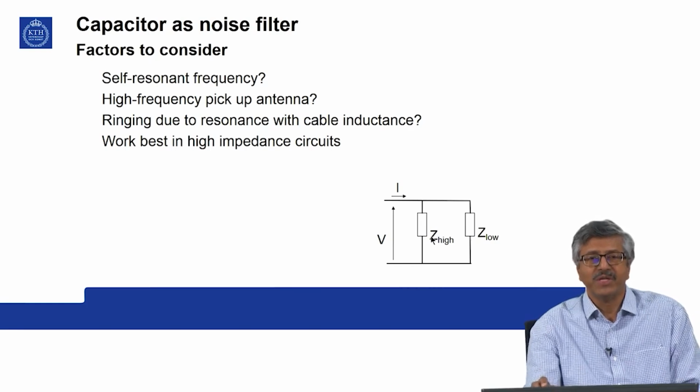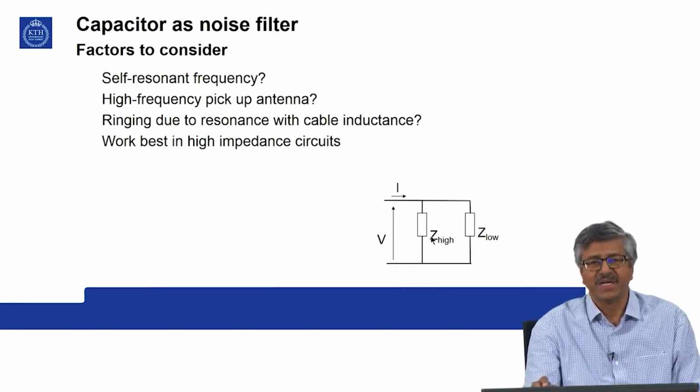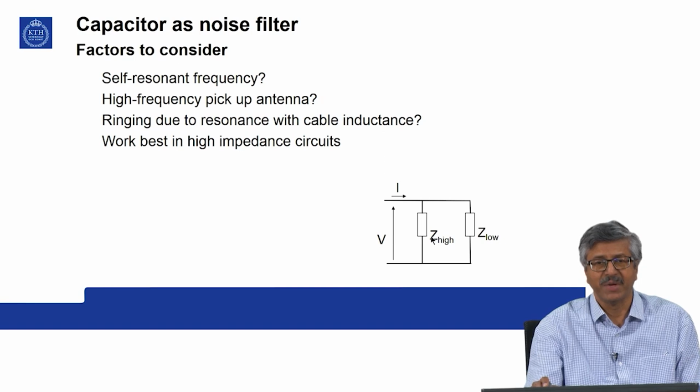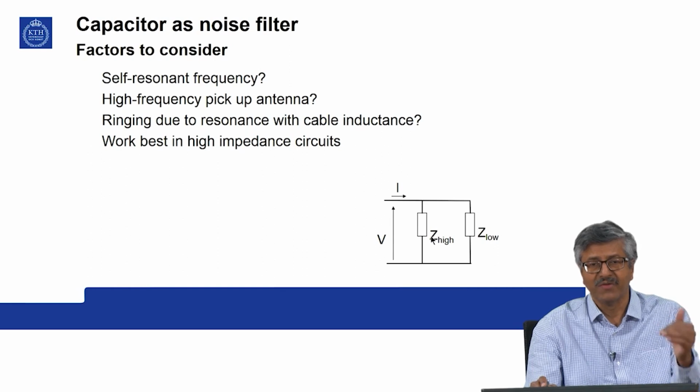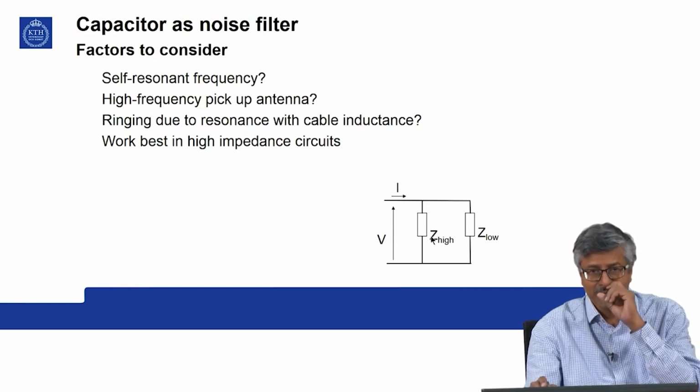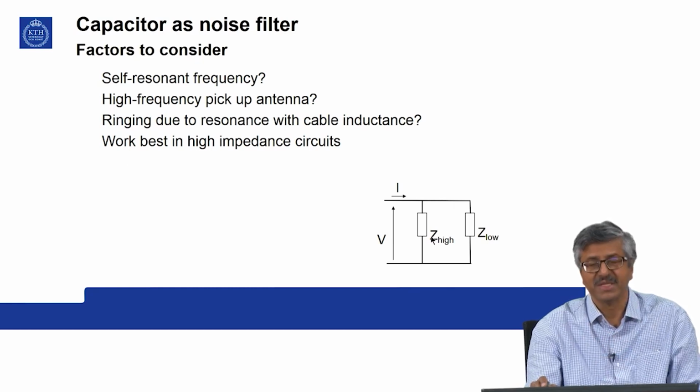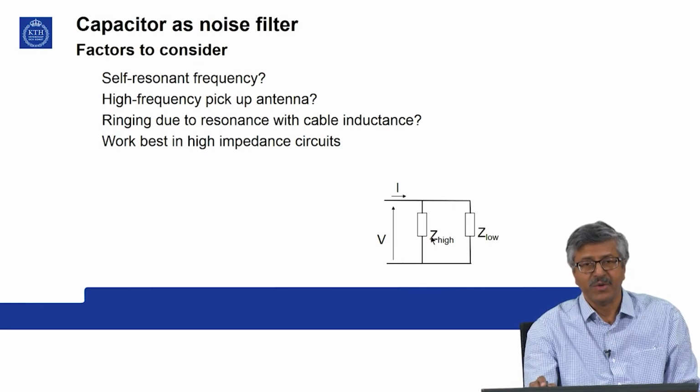Suppose you want to reduce the noise in a circuit. Everyone knows that a capacitor is more like a bypass element, because at a high frequency it shorts out high frequencies. So, it is an ideal thing to use at the input terminals of the equipment you want to protect or the circuit you want to protect.